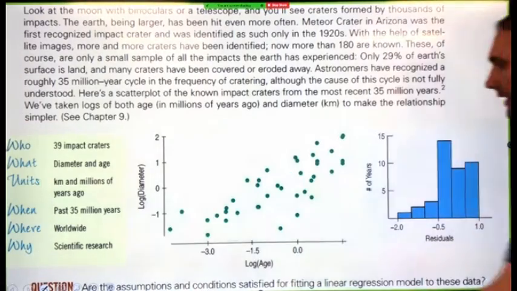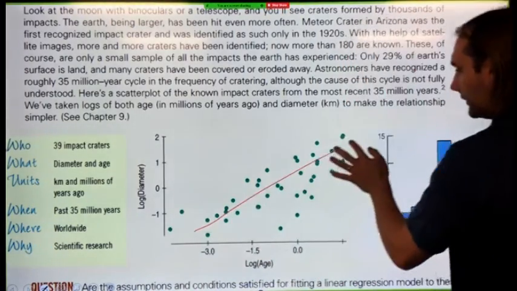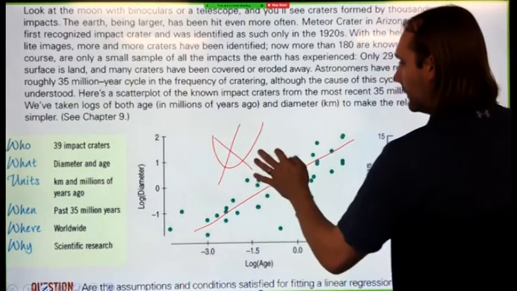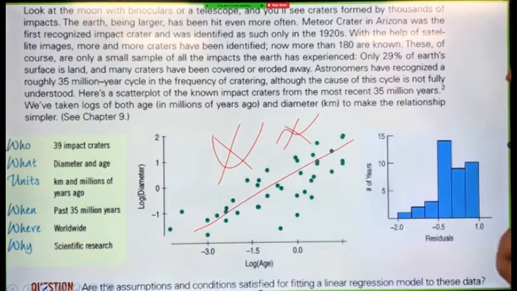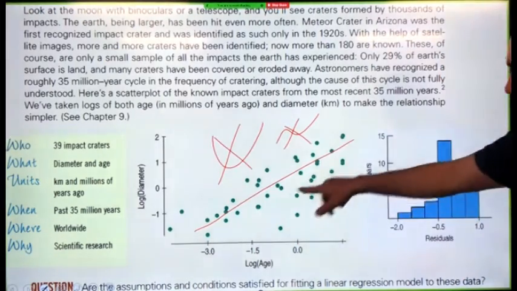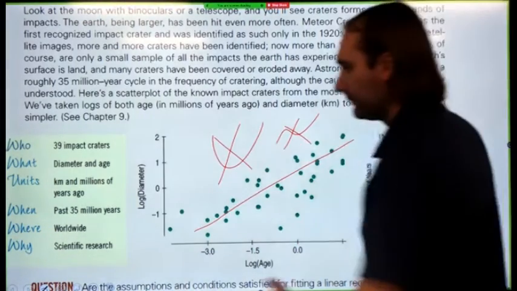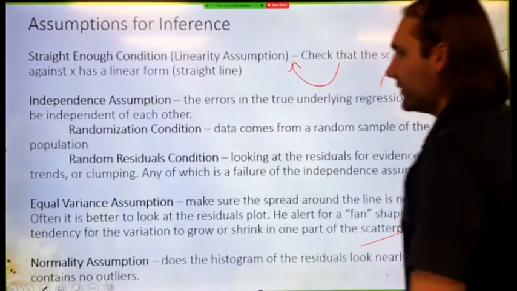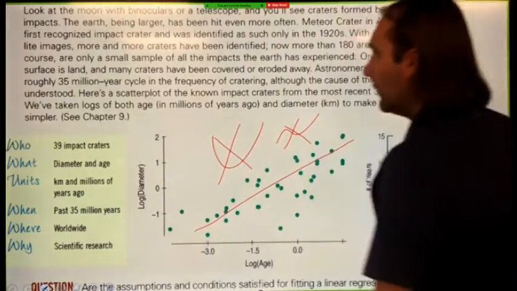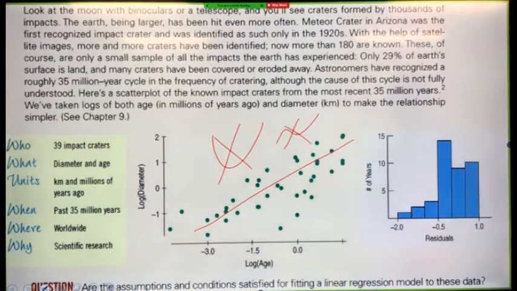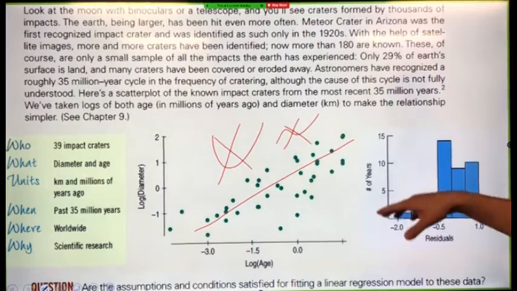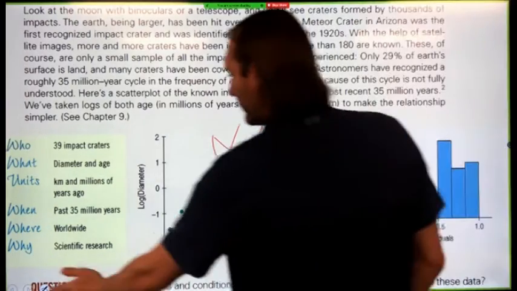Yeah, right? I see kind of a linear form going on here. Remember, we don't want any U's or any other kind of lines going on. Looks fairly linear. Next, independence and randomization. Well, I'm not exactly randomizing my craters, am I? I'm finding the ones that I could find and putting them down. So it's not exactly randomized.